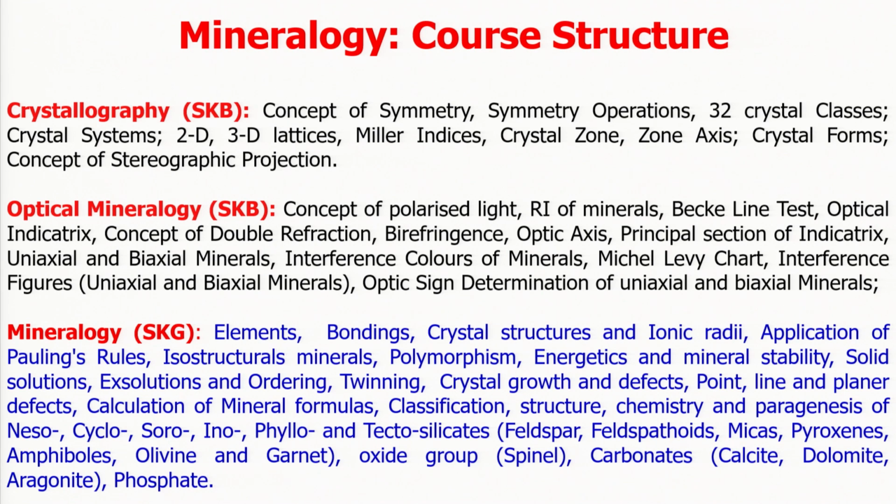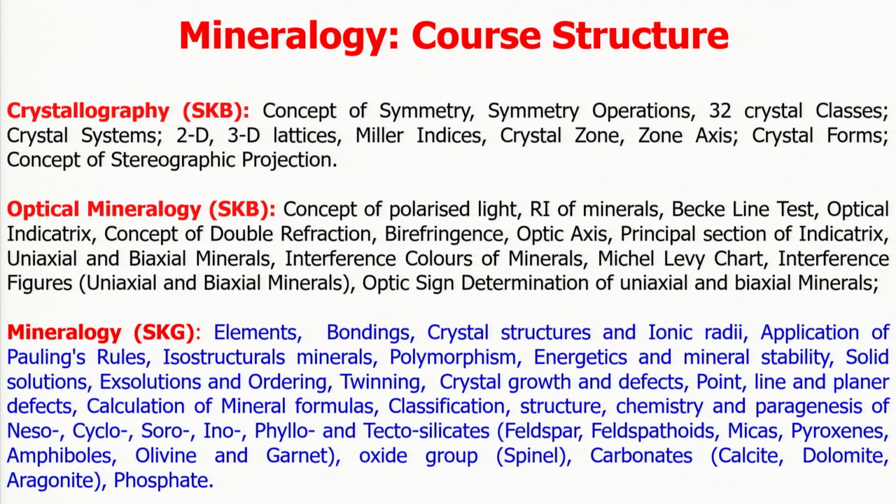Now, in the first two components, what we are covering in crystallography is essentially the concept of symmetry, the 32 crystal classes, the 2D and 3D lattices, and we will also be talking about how to name the phases, how to name a direction, concepts of Miller indices, crystal zone axis, and also the crystal forms. I will also give you the concept of stereographic projection.